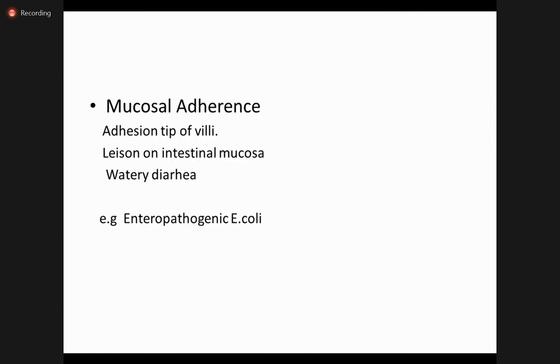Mucosal adherence: basically there is an adhesion at the tip of the villi, and after the adhesion they cause lesions on the villi. The villi are finger-like projections, if you remember the physiology of the villi, which are very helpful in absorption. So in case of diarrhea, the finger-like projections are converted into flattening of the villi, and this leads to non-reabsorption of fluid and water, and ultimately it leads to watery diarrhea.